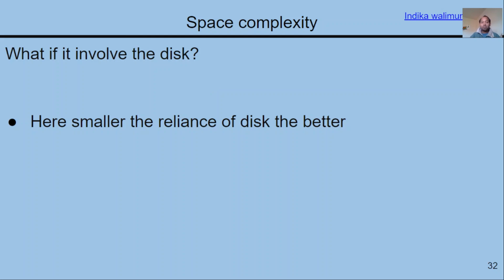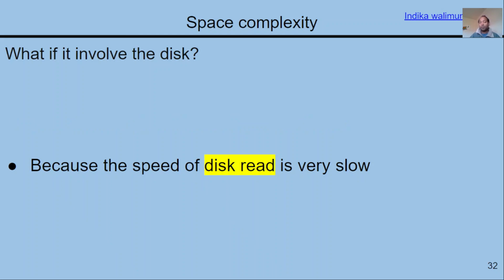So here, the smaller the reliance on disk, the better. The less we depend on the disk, the better. The reason is obvious, because the seek time for a hard disk is like 1,000-fold slower than access to memory, even more than that. Even the solid state disks these days, which are faster than disk-based hard disks, are still slower. So the seek time of the hard disk is really slow, and disk read is very slow.